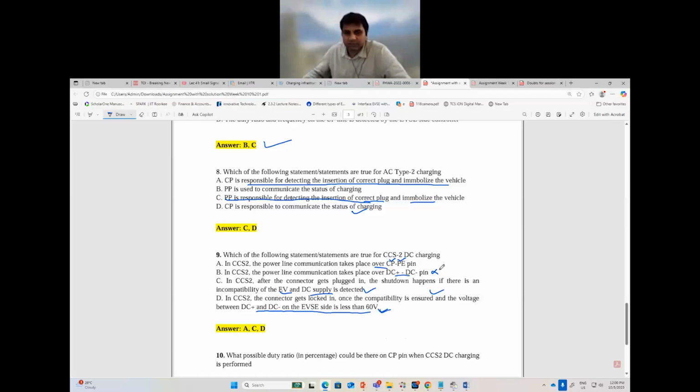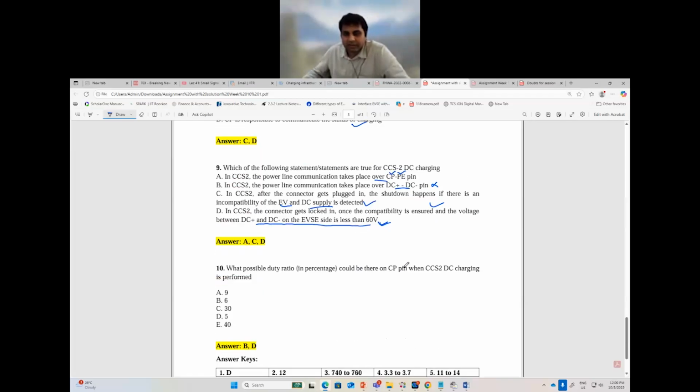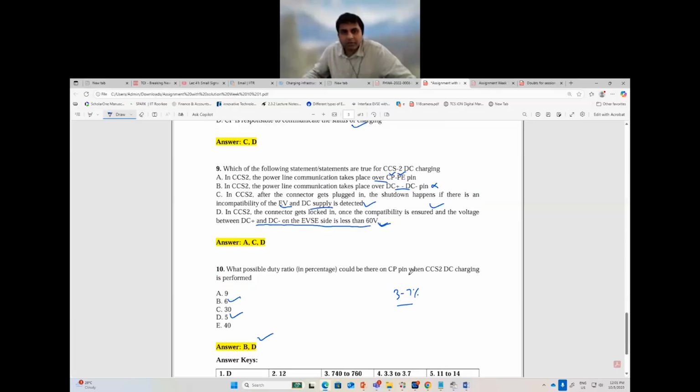Now in the CCS2 DC charging system, the moment the high level communication has to be done, then over the CP line, a PWM of 3 to 7% is implemented. So that means any value between 3 to 7, so 5 and 6 will come into the picture, and that is why the answer B and D is correct. So this is all about assignment number 10.